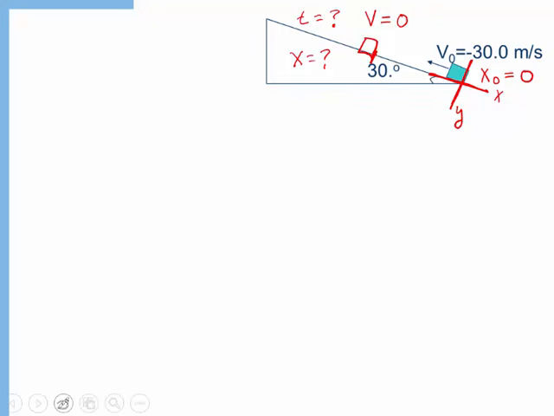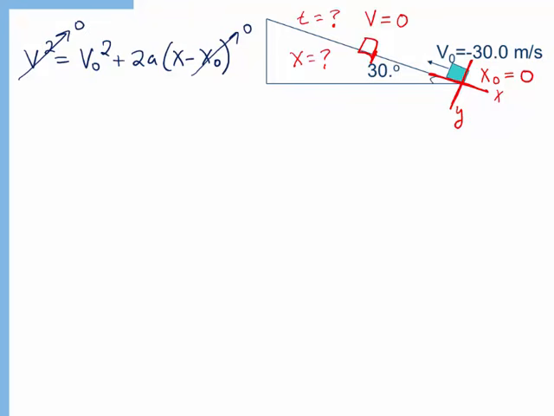The best equation then to use that doesn't involve time would be v squared is equal to v naught squared plus 2a times x minus x naught. We can see that our initial position is 0, our final velocity is 0, and therefore we get that 2ax is equal to negative v naught squared.